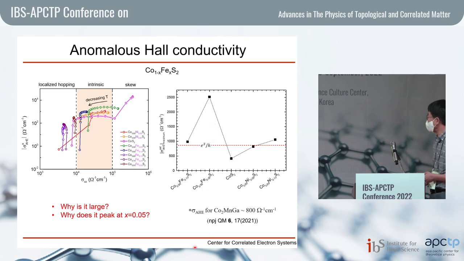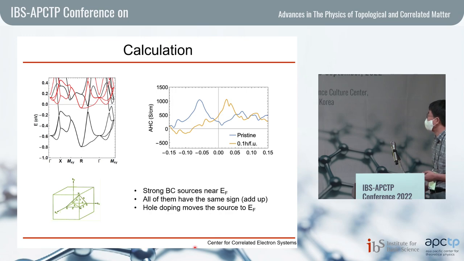So I talked to my theory colleague, Sei-young Park, and he did a calculation. And here are new DFT results that are consistent with our ARPES data. And it turns out that the Berry curvature for anomalous Hall conductivity comes mostly from this gapped area here. So this is really a strong source of Berry curvature.